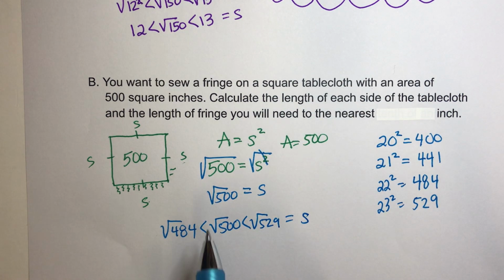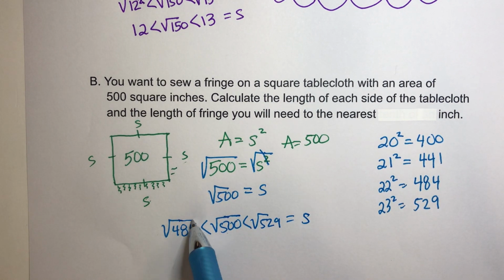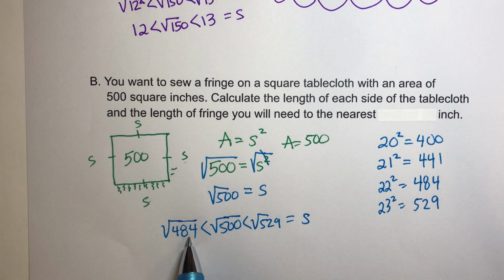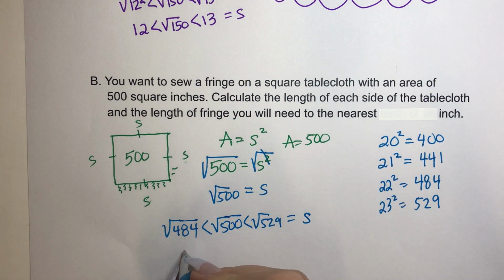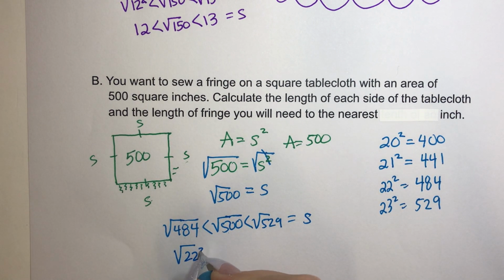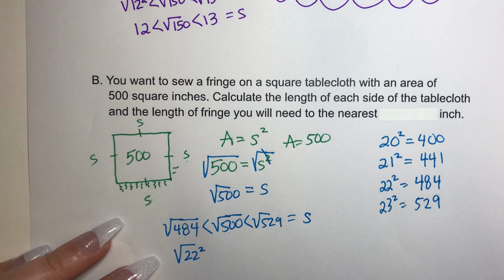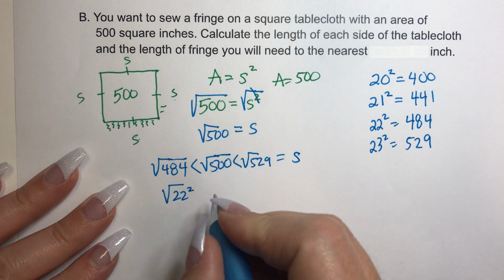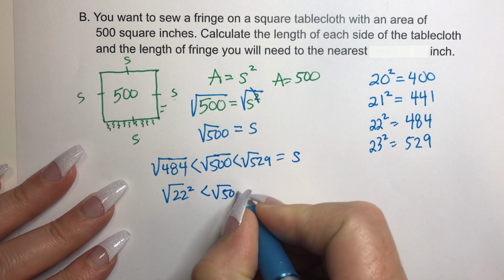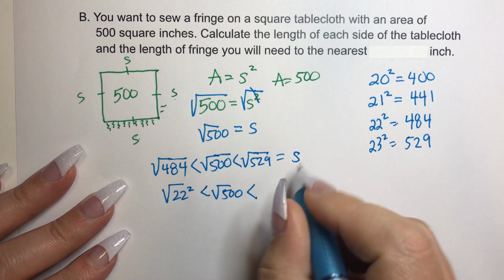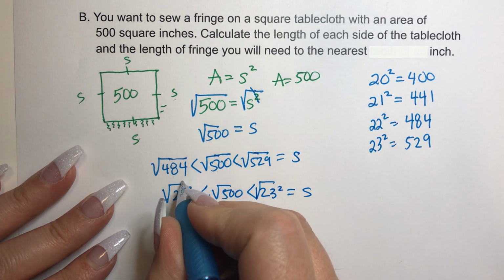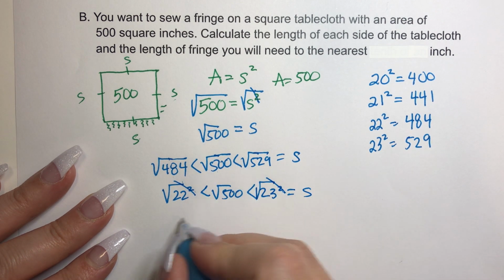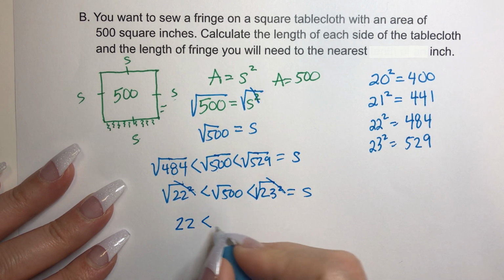So we can't figure out what the square root of 500 is at this time, but we can figure out what 484 and 529 are. So 484 is the same thing as 22 squared. And the square root of 529 is the same thing as the square root of 23 squared. Square root and squared cancel each other out. Square root and squared cancel each other out. We're left with 22.